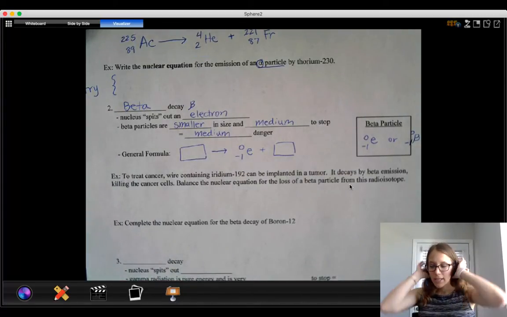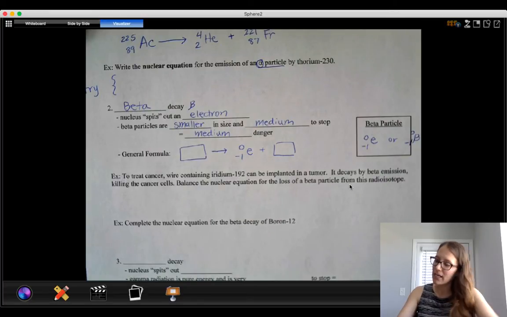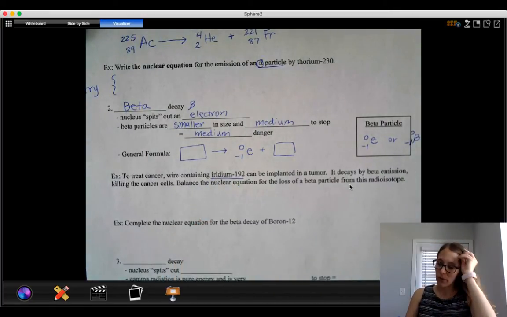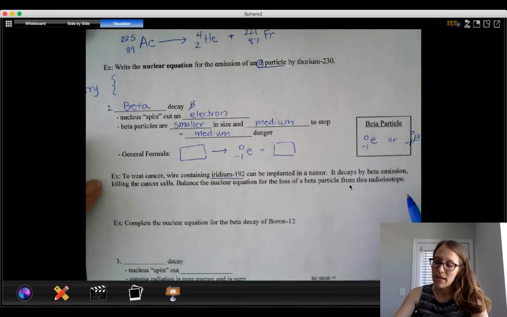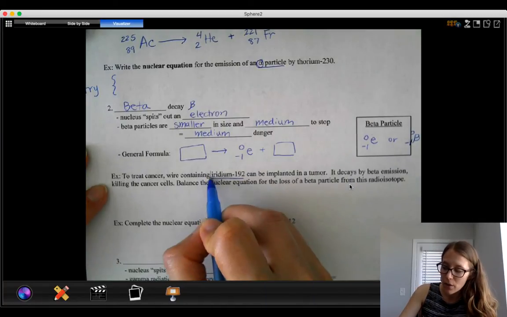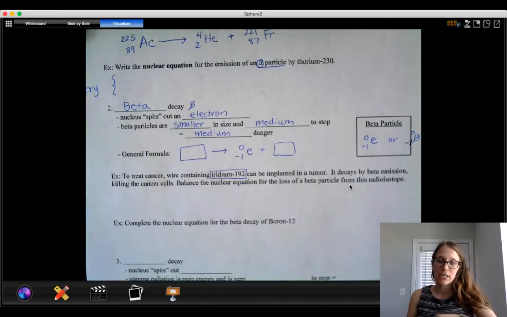Our example on here: to treat cancer, wire containing iridium-192 can be implanted into a tumor. This then decays by beta emission, killing the cancer cells. Balance the nuclear equation for the loss of a beta particle from this radioisotope. So we're going to go ahead and start with this iridium-192.